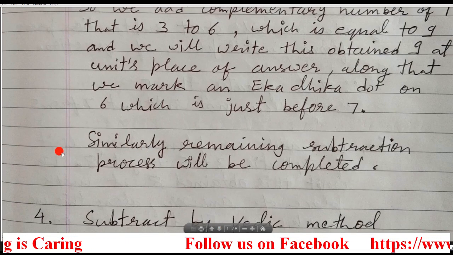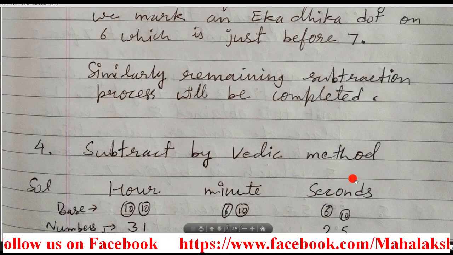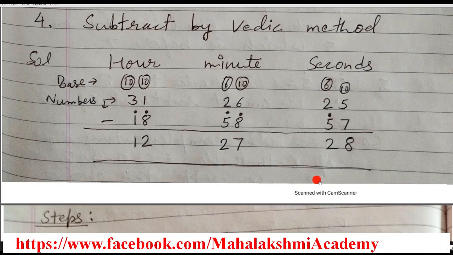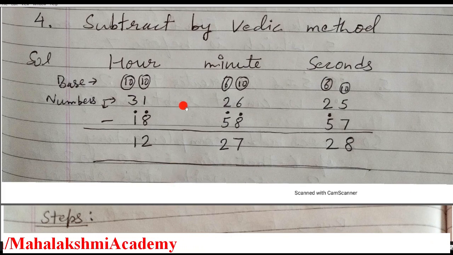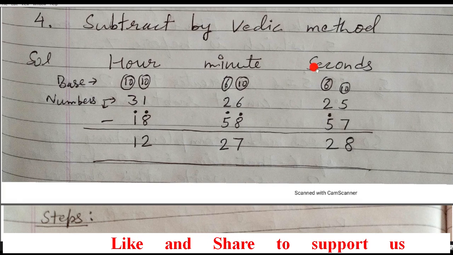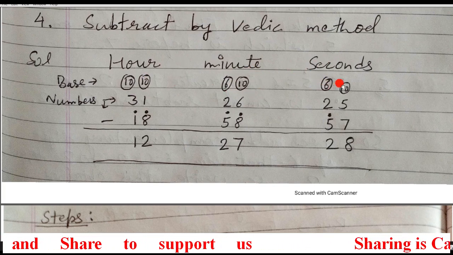Now we will move to the next question, which is also subtraction. Subtract by Vedic method. Now in this question, just see, this question is different from question number 3, and it's an important question from the board exams point of view, students. So understand properly. Here the digits are categorized into hour, minute and second. You know that in 1 hour there are 60 minutes and in 1 minute there are 60 seconds.